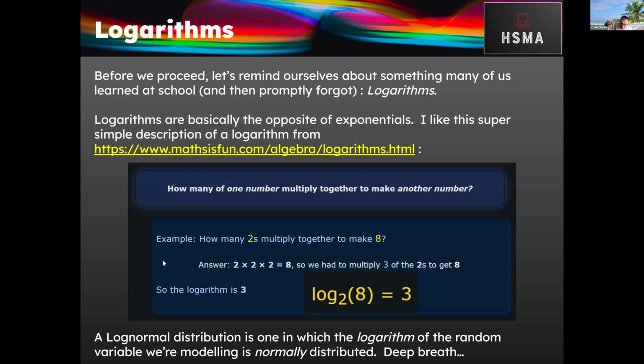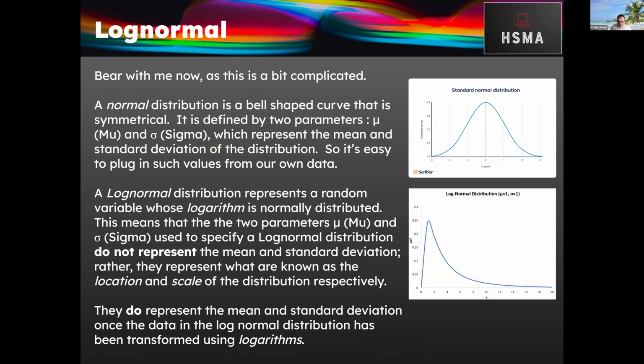Now, a log-normal distribution is one in which the logarithm of the random variable that we're sampling, so the random one that we're picking, just as we did for an exponential distribution, is itself normally distributed. Right. Just take a deep breath. This is gonna get a little bit messy. I'm not gonna go too much into this. You don't need to understand all the details of this. This is just to give you the basic gist of it, and then I'll tell you why you don't have to worry about it too much.